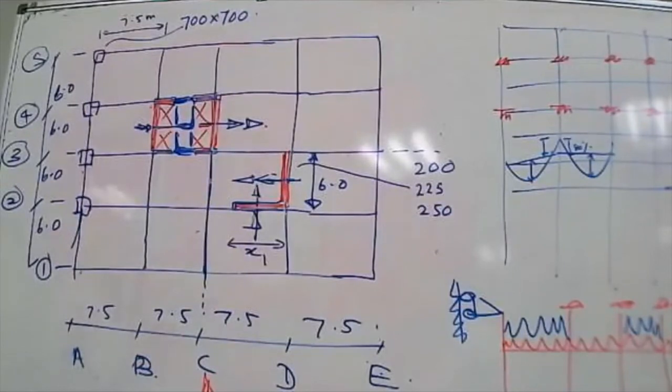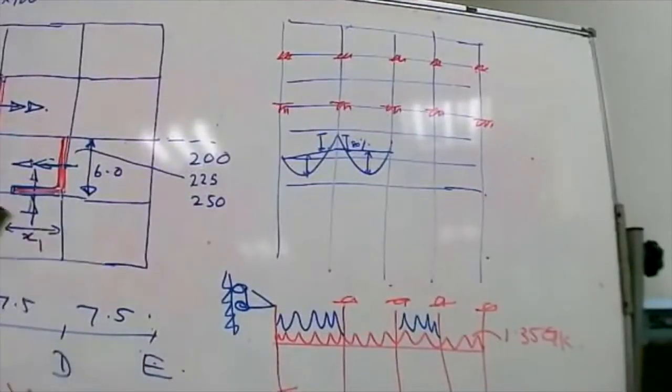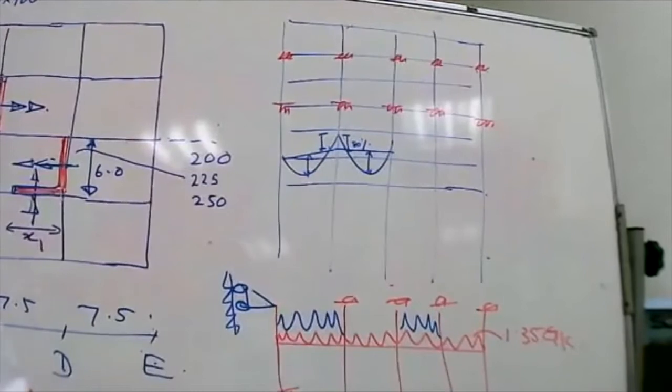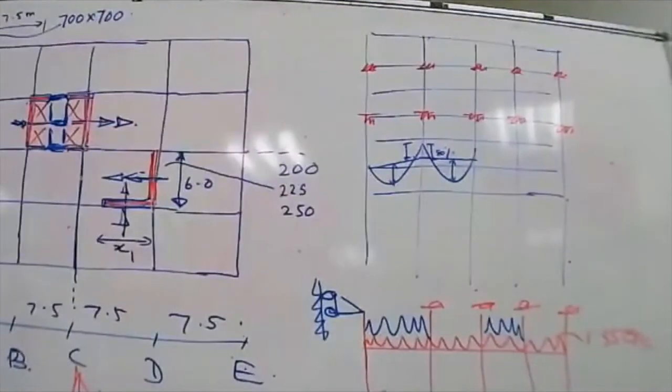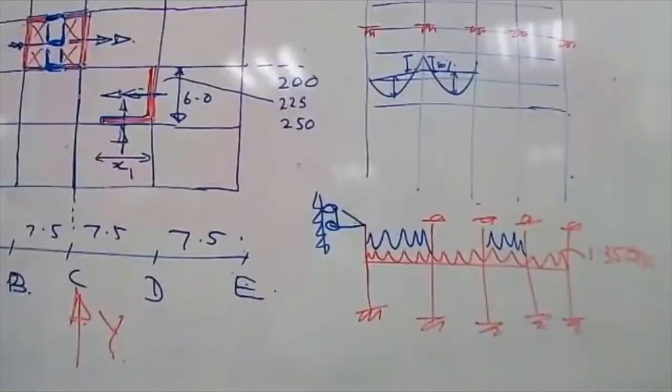Okay, so what happens is, codes allow up to about 30% redistribution, but generally I would not do more than 20% redistribution. Redistribution means we are reducing the bending moment over the support and then allowing it to be compensated by increasing the bending moment.